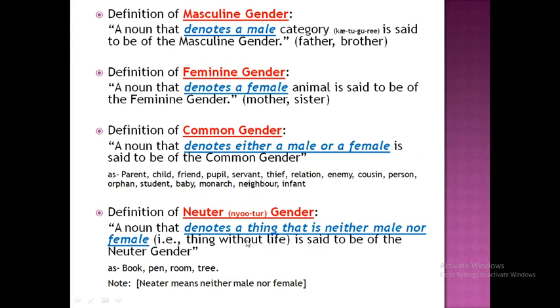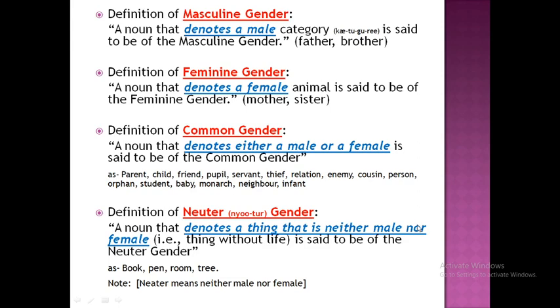Neuter. Those who ride bikes and cars must know what neutral gear is. Neutral means which is not on any side. So neuter gender neither refers to a male category nor to a female category. So those come in neuter gender. A noun that denotes a thing that is neither a male nor a female. Again, a noun which neither refers to a male nor a female is said to be in neuter gender.